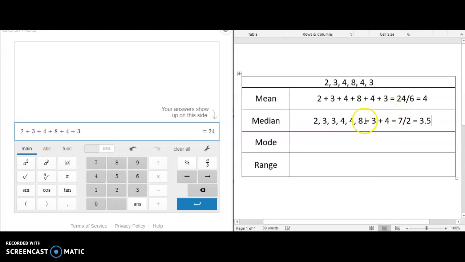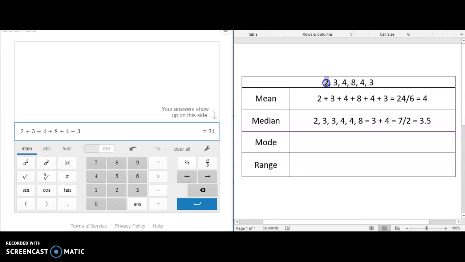All right. Next, the mode. The mode is the number that appears the most often. The mode could have 3 answers. It could be a single number, it could be multiple numbers, or there could be no mode. So if none of these numbers repeat, we would write no mode. If only one of these numbers repeated, we would pick that. Or if there are multiple numbers that repeat the same amount, we pick both of those.